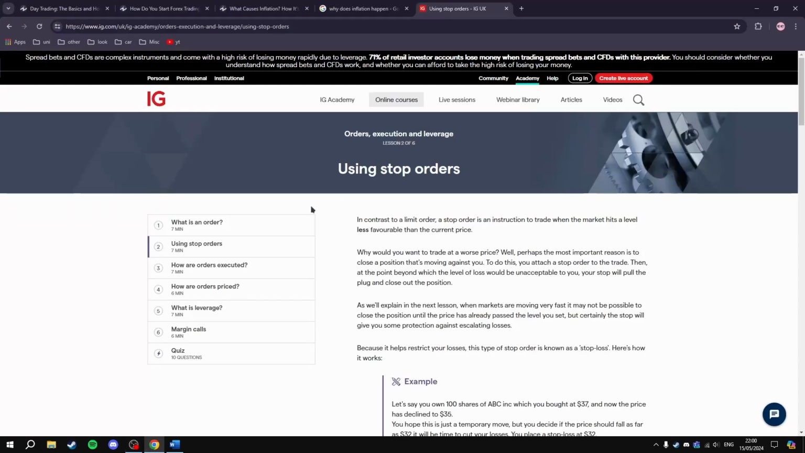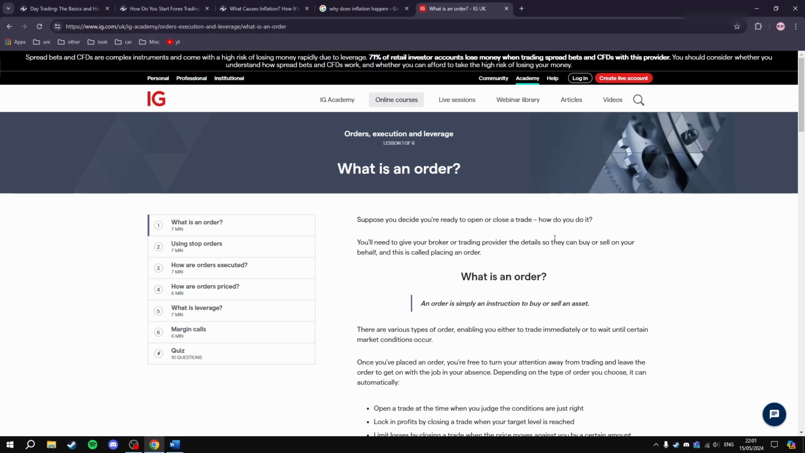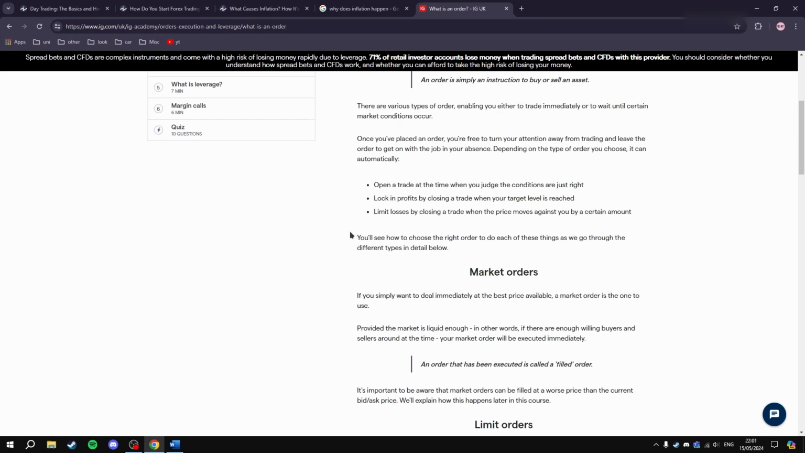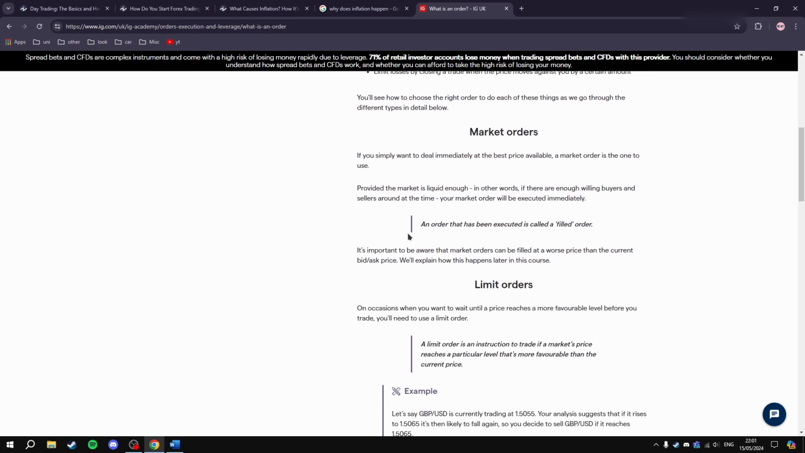So in the last episode we went through what is an order. Basically an order is simply an instruction to buy or sell an asset. We looked through market orders and limit orders.